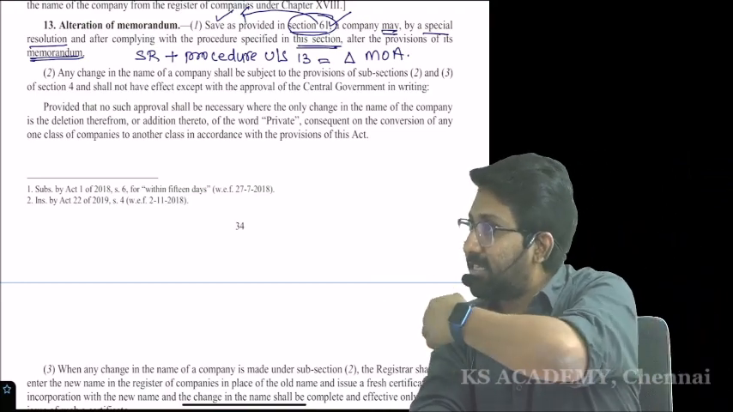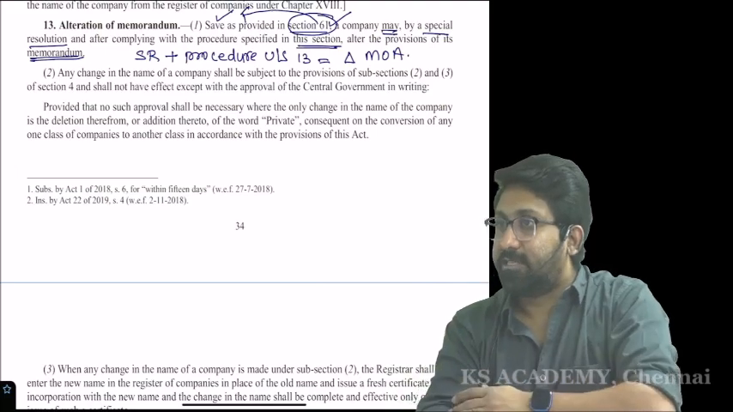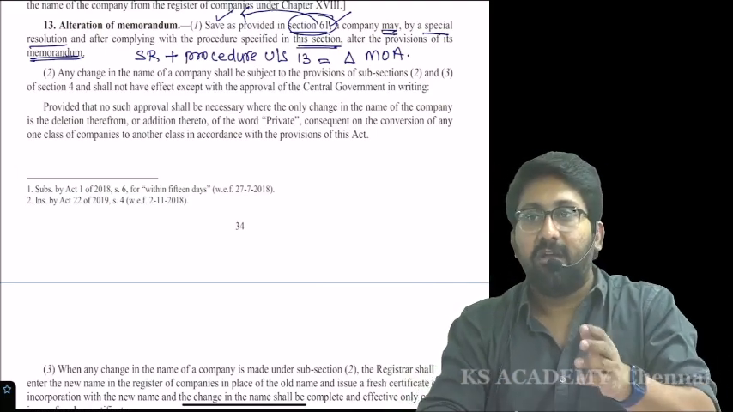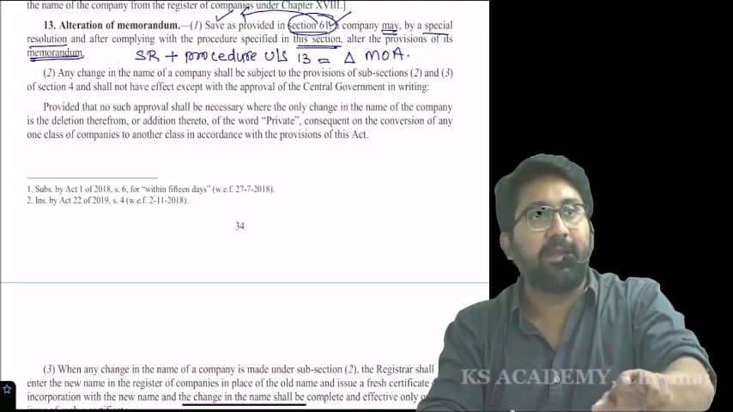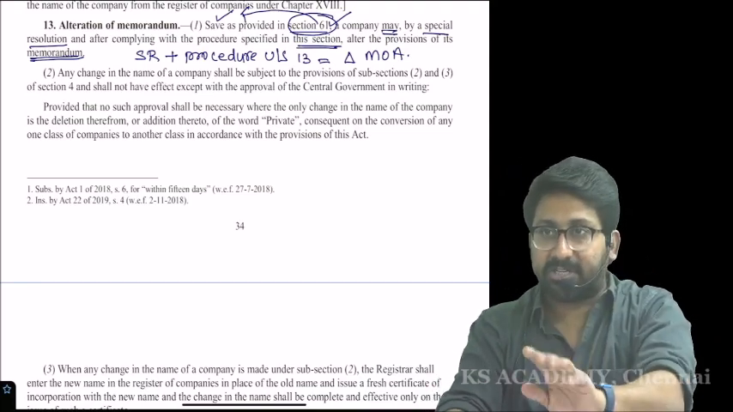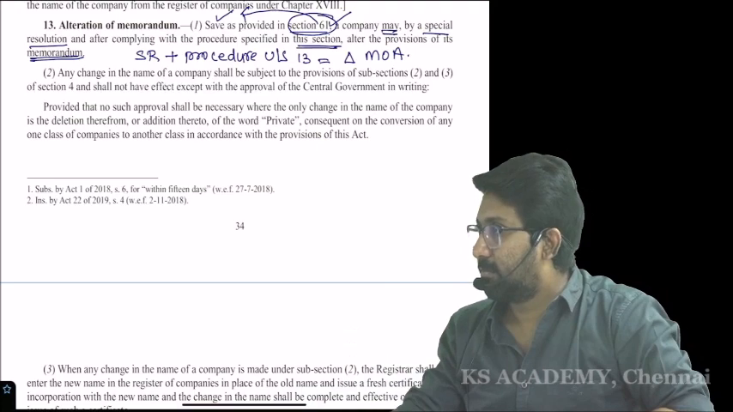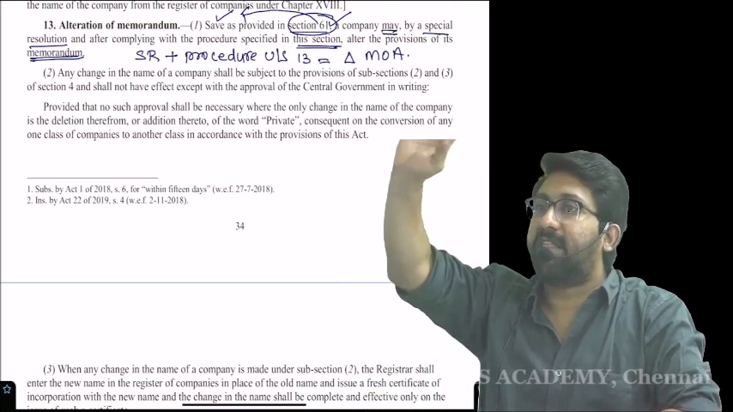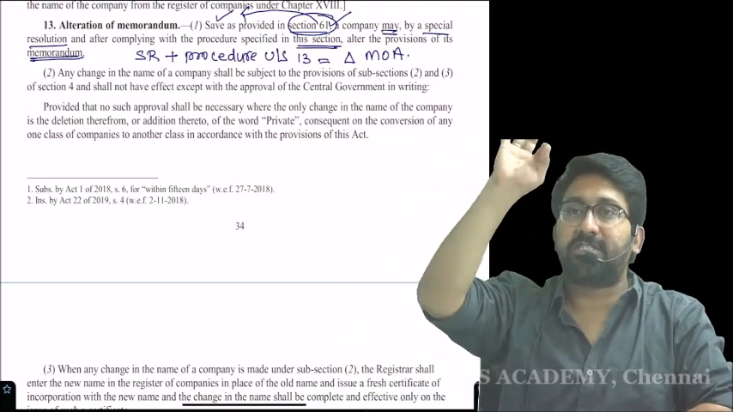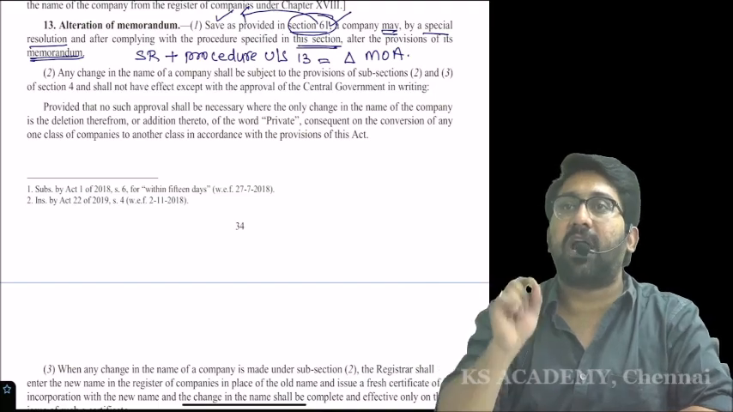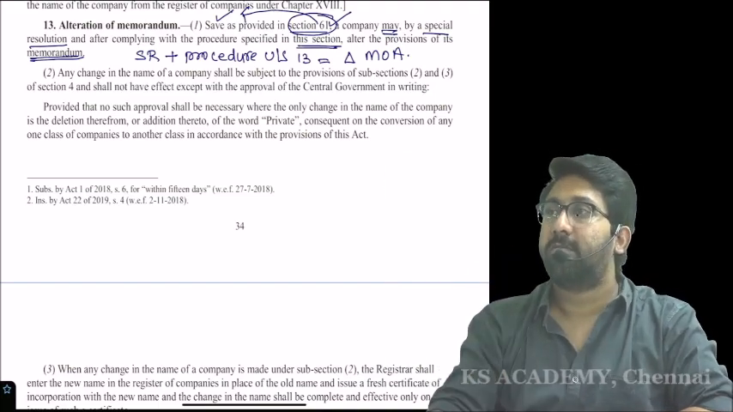I told you, there is a separate chapter for share capital. Therefore, when it is alteration of capital clause, don't apply this section. Separate section is provided under section 61. Now, did you understand the rule, everyone in the class? So, first tell me about what we are discussing: alteration of what?